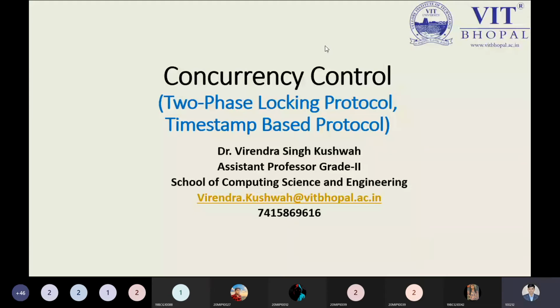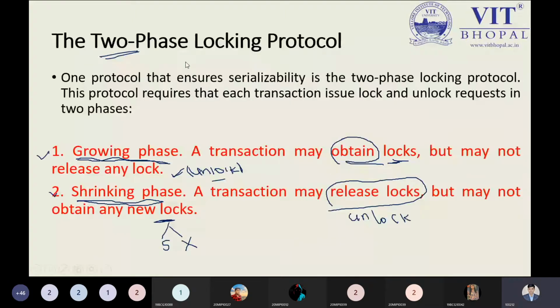That is the two-phase locking protocol. Let me move to the next slide to describe it. The heading is the two-phase locking protocol. It is a very simple protocol. In this case, we have two phases: one is the growing phase, the other is the shrinking phase. This protocol ensures serializability, and it requires that each transaction issue lock and unlock requests in two phases.